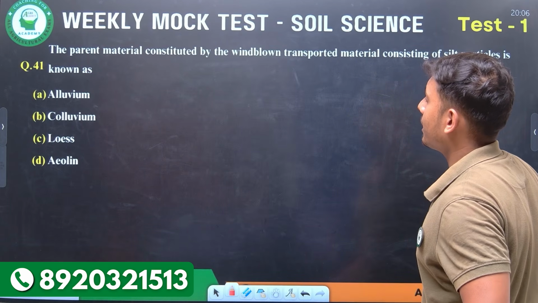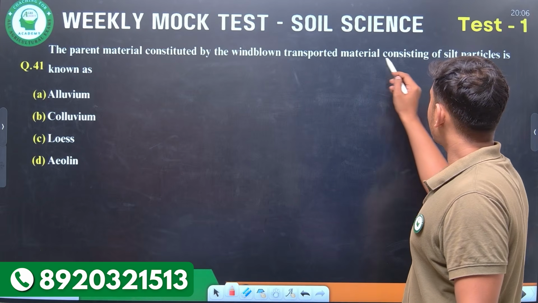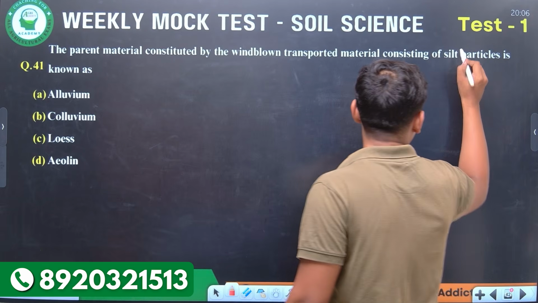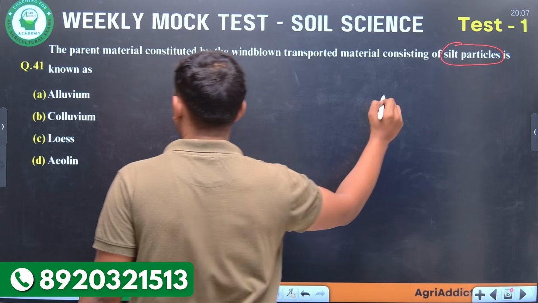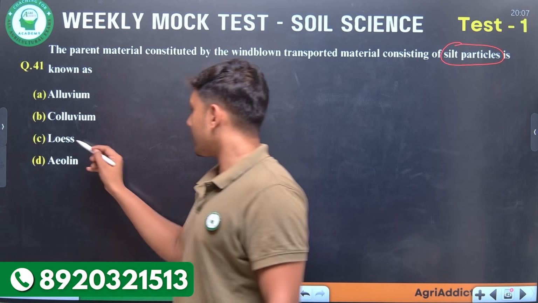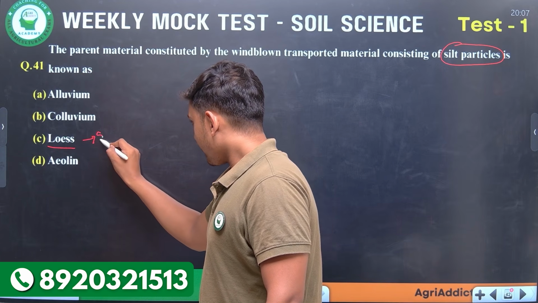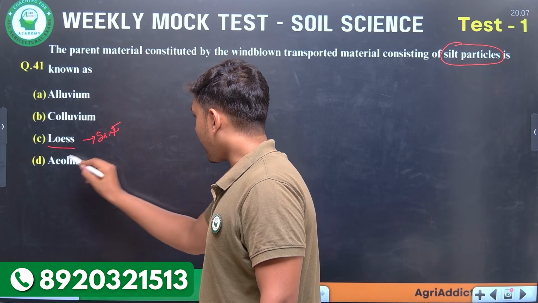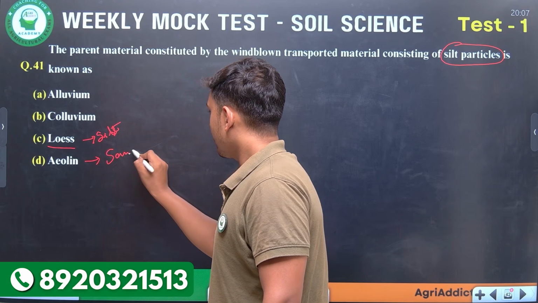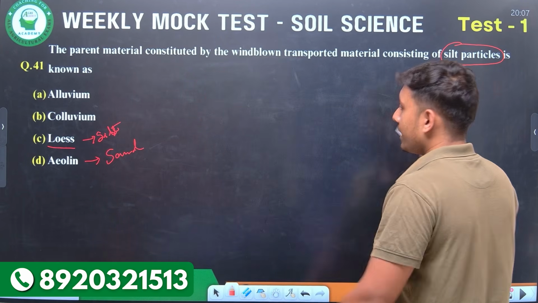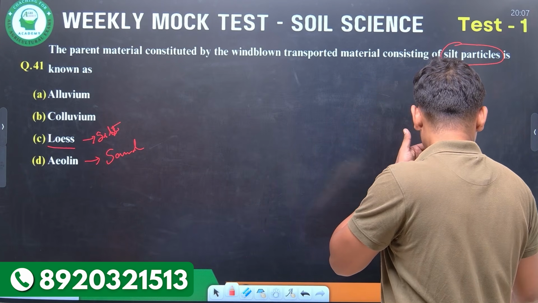Now comes next question, the parent material constituted by wind blown transported material constitutes silt particle. The main keyword is silt particle. Whenever silt particle comes, you just choose the option loess. When it is sand, then it comes aeolian.